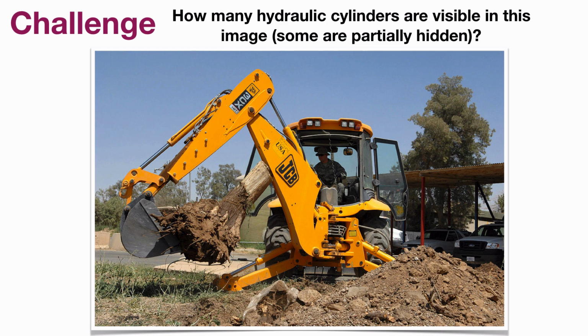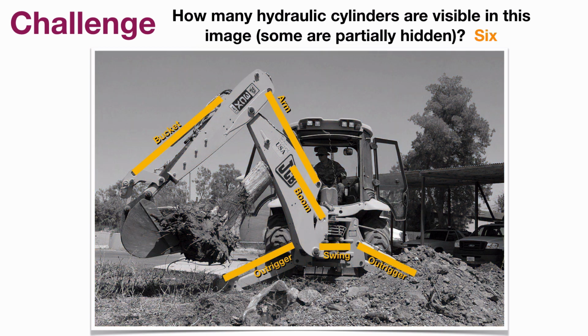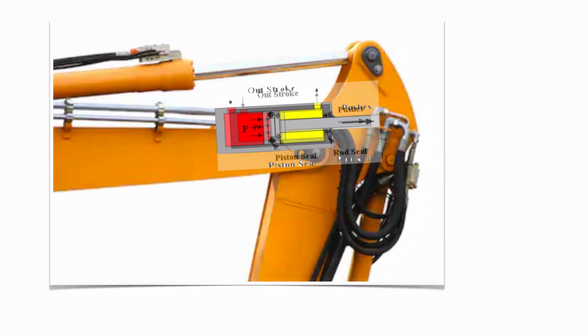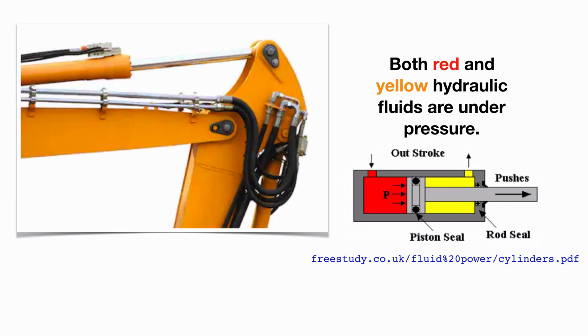But how many hydraulic cylinders are visible in this image? Go ahead, click pause if you want to try this. There are 6. Okay, there are 6. Let's take one of these cylinders and actually analyze it. There's fluid in front of the cylinder and there's fluid behind the cylinder, and both those fluids are under pressure.